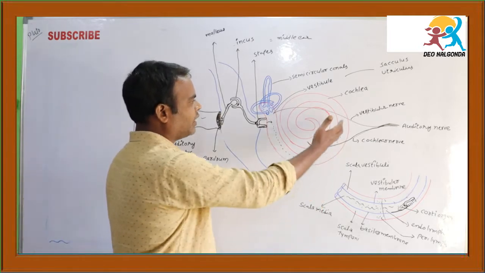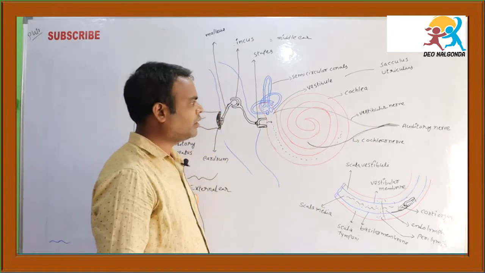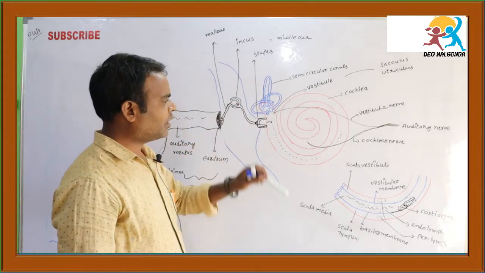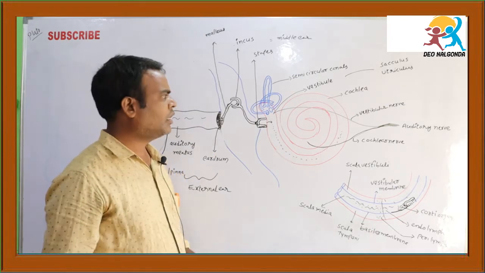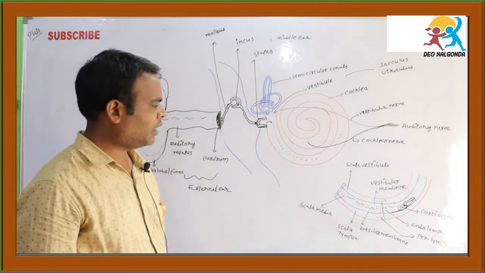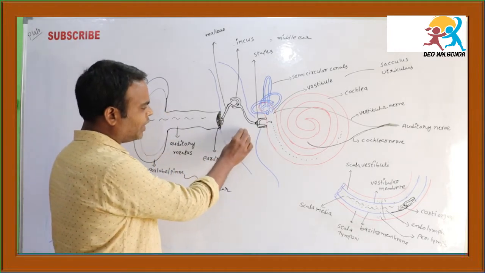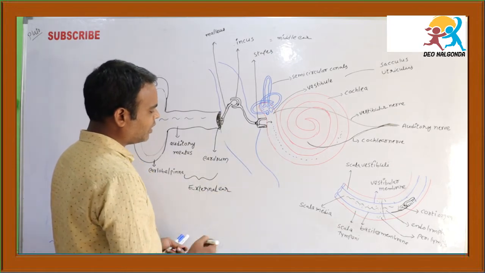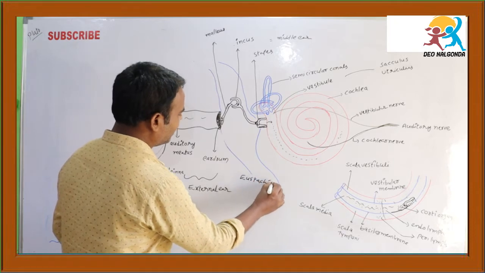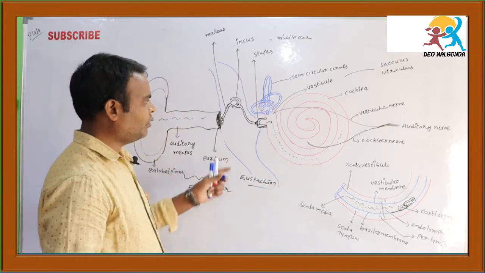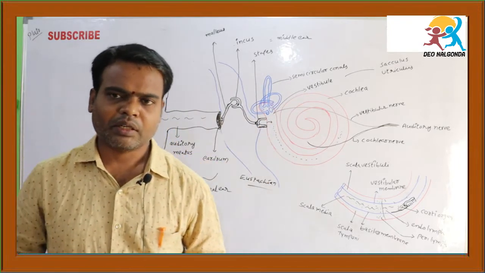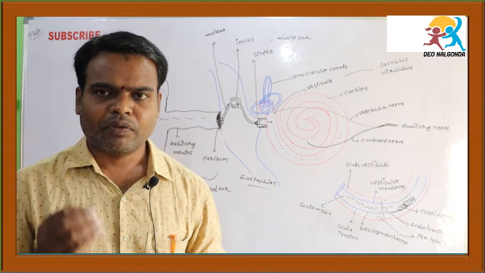At the same time, you find another nerve, the vestibular nerve, because I told you that the semicircular canals and vestibule together form the vestibular apparatus. So they form the vestibular nerve, which is useful to maintain the body posture. At the same time, in the middle ear, one tube is present, called the Eustachian tube. This Eustachian tube also plays a vital role in maintaining body posture. So the Eustachian tube, semicircular canals, and vestibule together are useful for the maintenance of the equilibrium of the body.